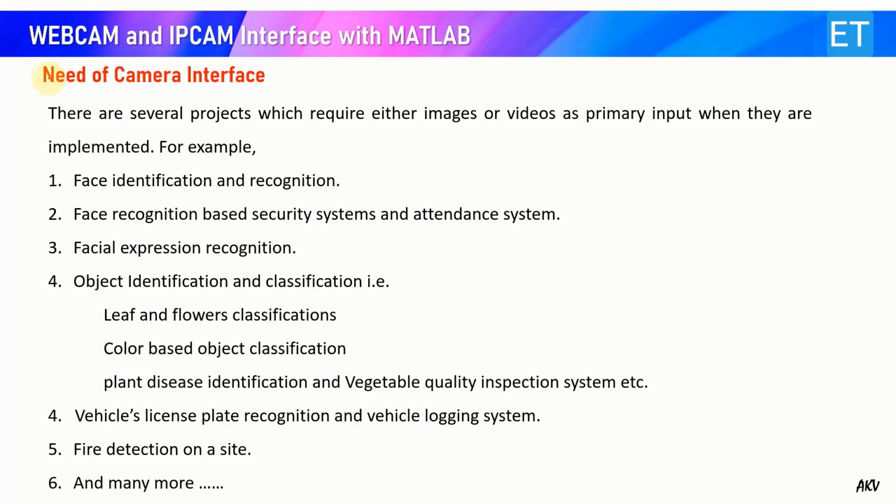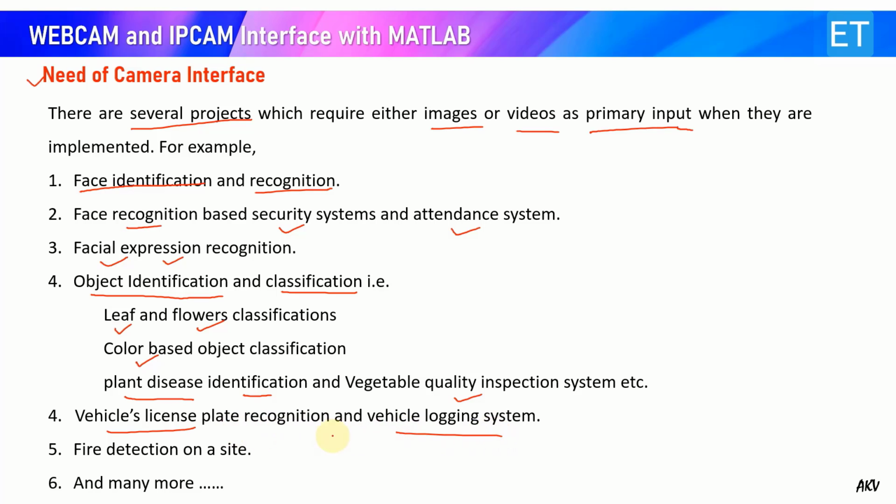First, let's see the need of the camera interface. Obviously, there are several projects we generally implement, which are very popular among students, which require images or videos as primary input. For example, face identification and recognition is one very popular, and similarly the face recognition based security system or attendance system, or facial expression recognition, and then object identification and classification such as leaves and flowers and color based object classification, and similarly plant disease identification and vegetables and fruits quality inspection system. We can implement vehicle license plate recognition and vehicle logging system and fire detection in some scenes.